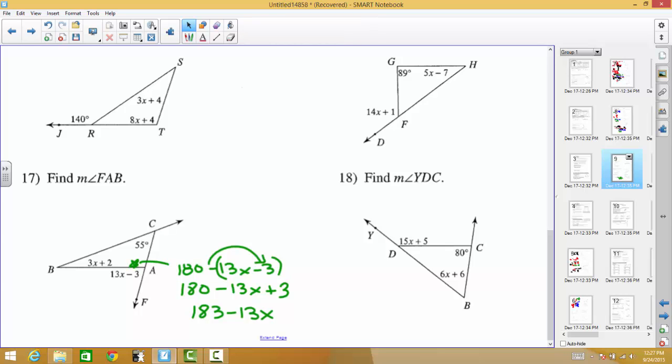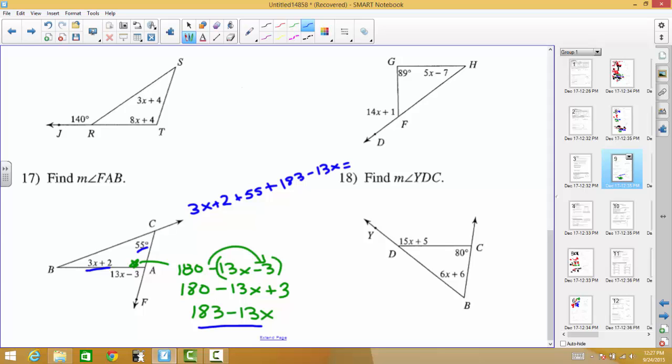So when we add all three of our angles, you have 3x plus 2 plus 55 plus 183 minus 13x equals 180. Okay, like terms. 3x and negative 13x is a negative 10x. 2 plus 55 is 57, so 183 plus 57 is 240.